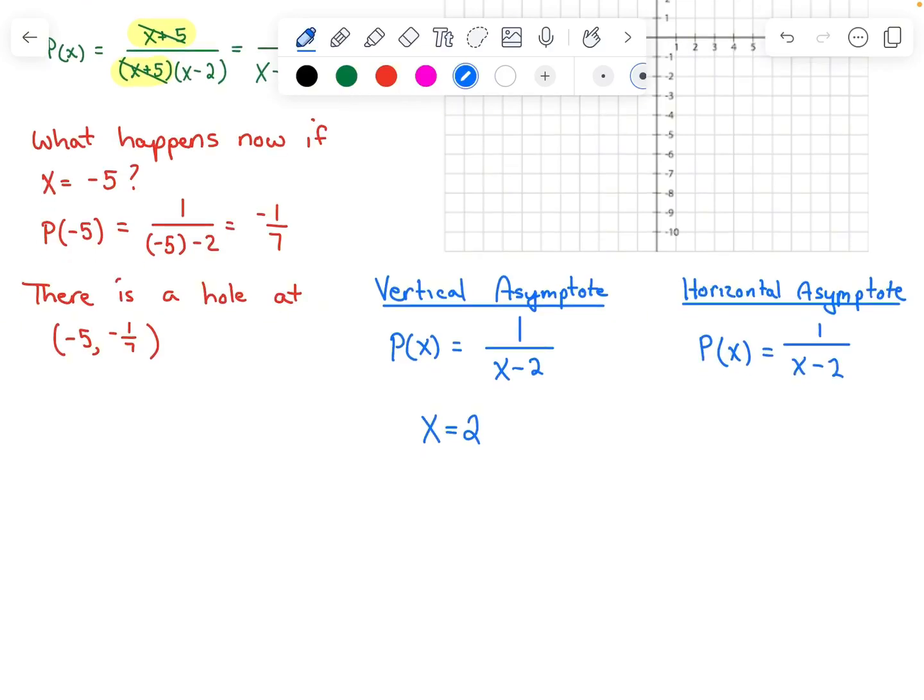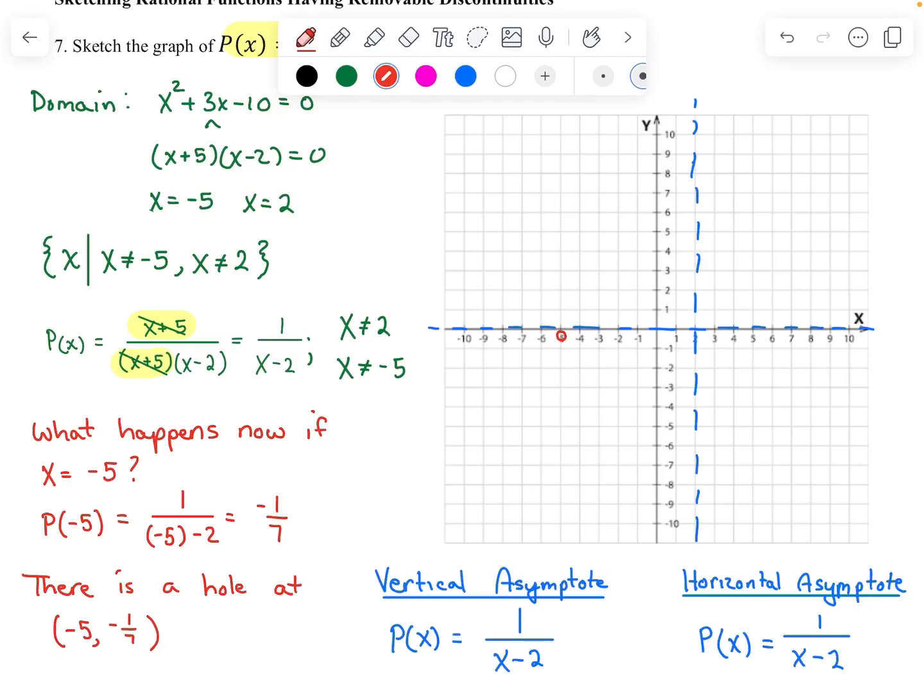To determine the horizontal asymptote, we need to look at the degree of the numerator and the degree of the denominator. The degree of the numerator is 0 because there is no factor of x in the numerator. The degree of the denominator is equal to 1. In this case, m is less than n, so y = 0 is the horizontal asymptote. So I'm going to sketch the two asymptotes on the grid now.